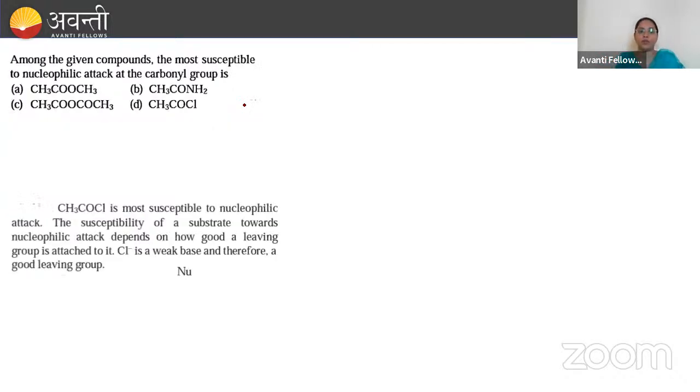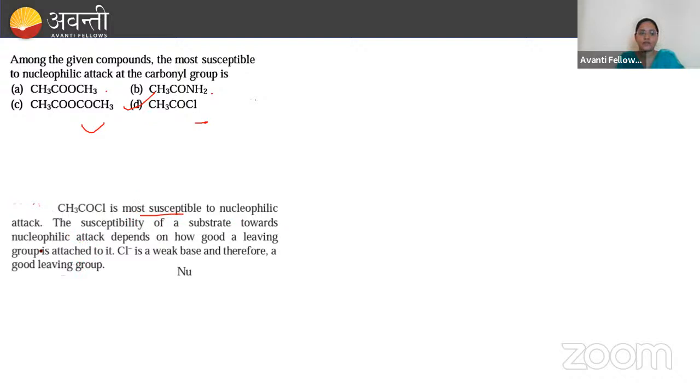Among the given compounds, the most susceptible to nucleophilic attack at the carbonyl group is, यहाँ पे दिया हुआ है COOCH3, CH3CONH2, ये compound है COOCOCH3, CH3COCl. So what will be the correct answer here? Yeah, here option D is correct. See, because it is most susceptible to nucleophilic attack.